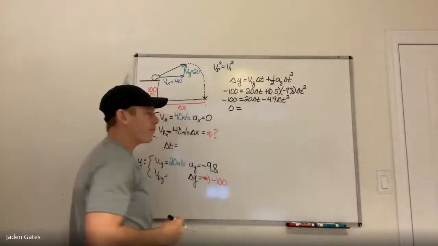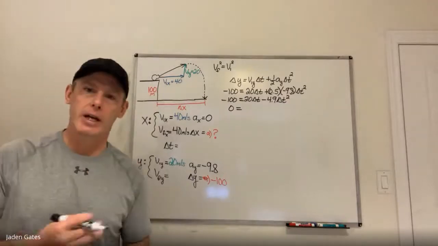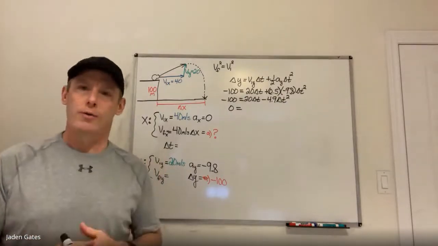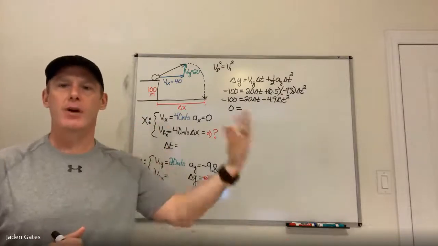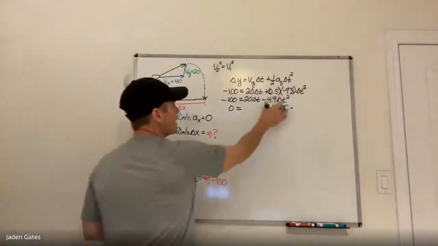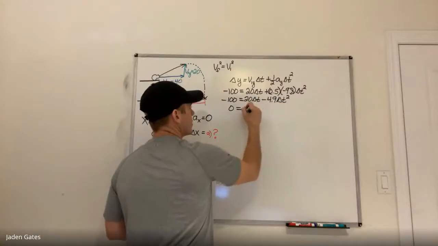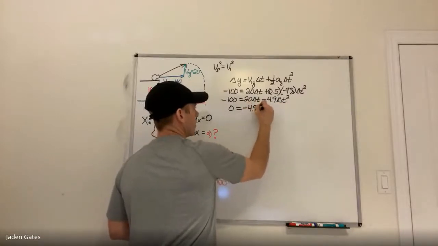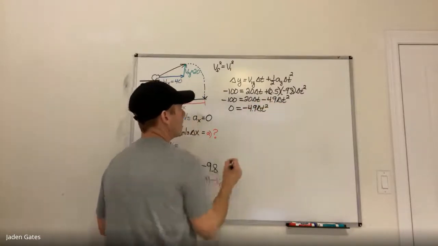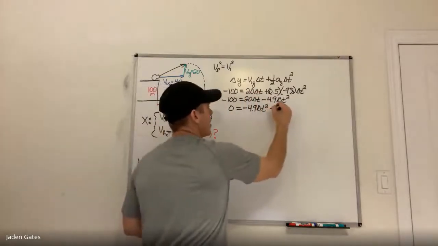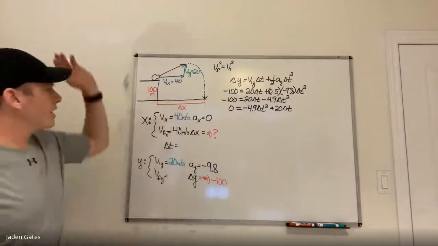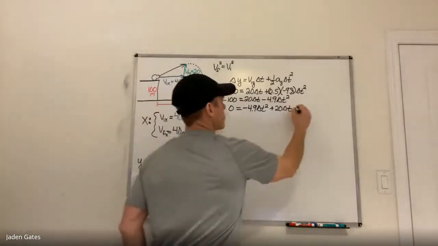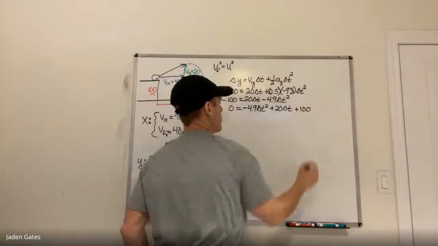Now, because I have a quadratic equation, I want to write it in order, where I have my squared term first, my normal term next, and then my number last. So this minus 4.9 delta t squared, I'm going to write that first. Then I'm going to write my positive 20 delta t. And as I mentioned, I'm bringing the negative 100 over, so it becomes a positive 100.